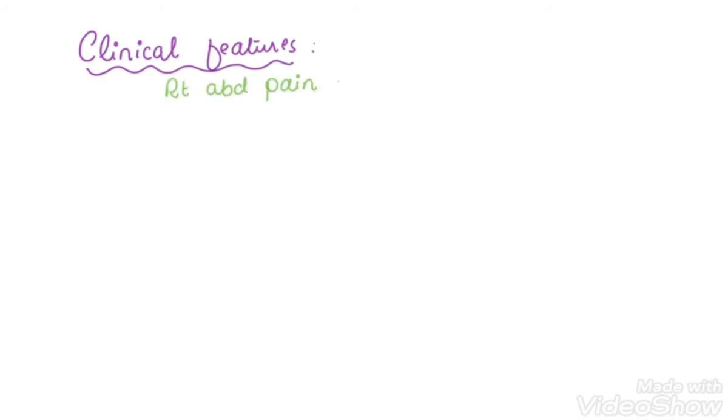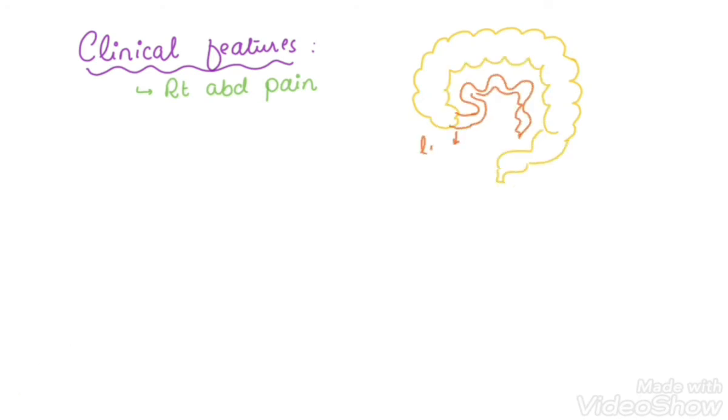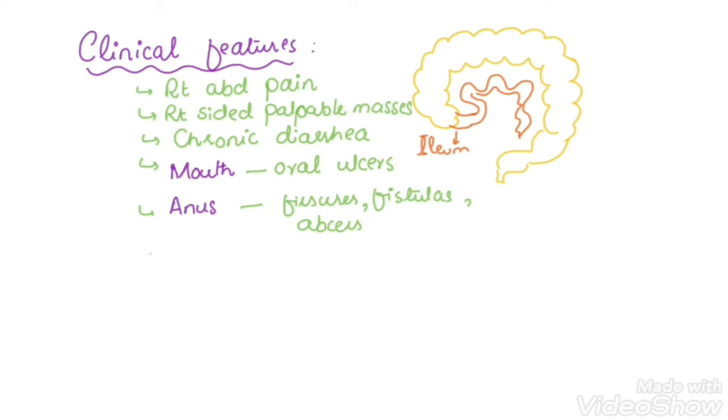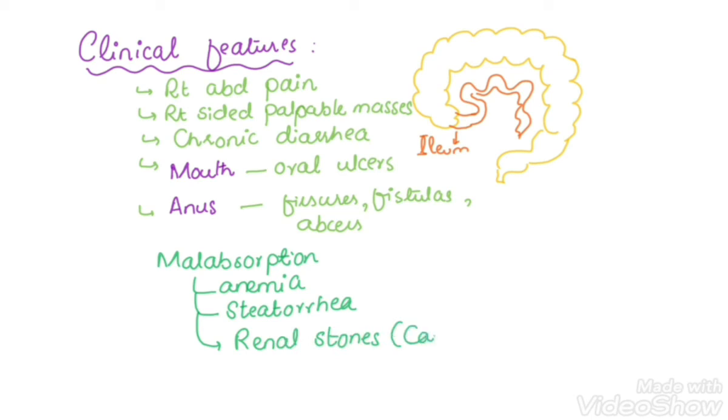Crohn's disease can involve any part of the GIT tract, but the terminal ileum is the most affected part. Since it is present on the right side of the body, the patient experiences right side abdominal pain, and granulomas here are felt as right-sided palpable masses. Along with it, chronic diarrhea, mouth ulcers, and anal disease involving formation of fissures, fistulas, and abscess formation can occur. Malabsorption symptoms previously discussed include anemia, steatorrhea, and the formation of calcium oxalate renal stones.